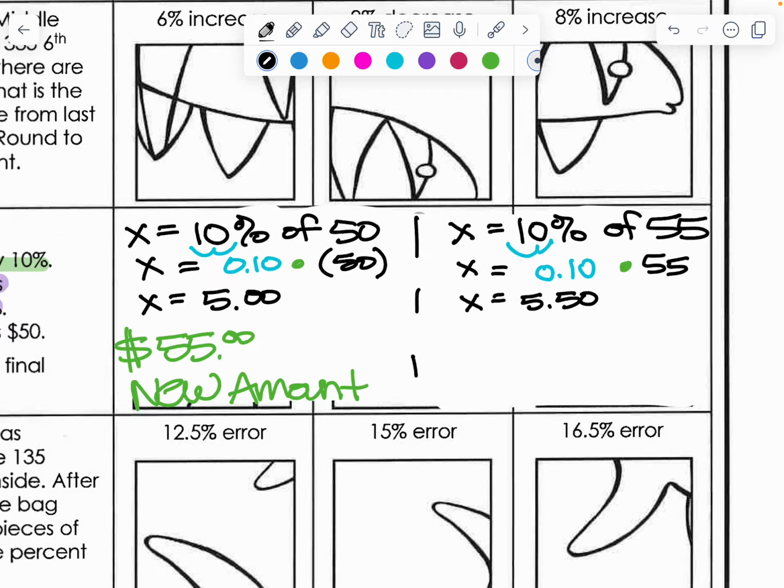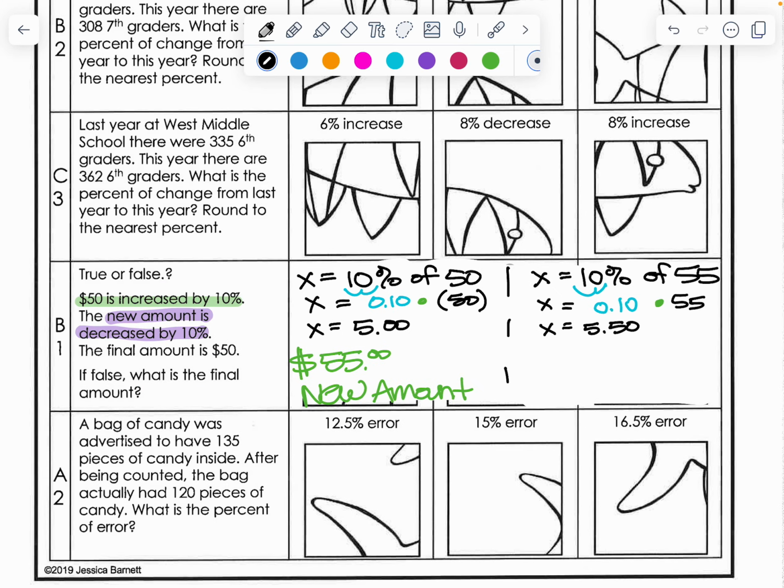All right, now let's go back. Now that we figured it out, it says the final amount. Oh my goodness. Okay, the final amount is $50. Well, let's see if that's true or false. Here I go. The final amount, it says my new amount decreased by $5.50. All right, so that's $55 minus $5.50. Ta-da! Our final amount is $49.50.